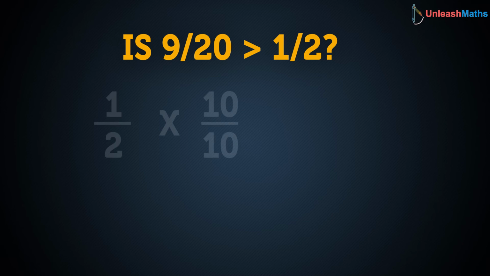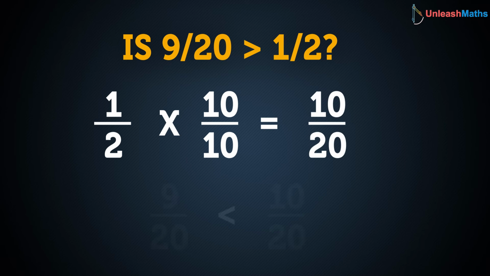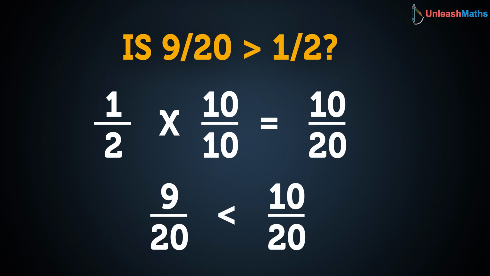Now kids, tell us, is 9/20 greater than 1/2? So kids, make the denominators equal. I'm multiplying 1/2 by 10 in both numerator and denominator. Therefore, we can write 9/20 and 10/20. Now, after comparing the numerators, we get 9 is smaller than 10. Therefore, we can conclude that 9/20 is smaller than 1/2.